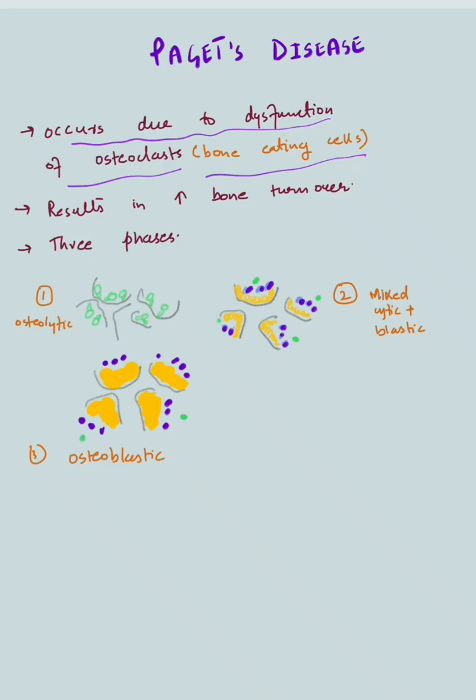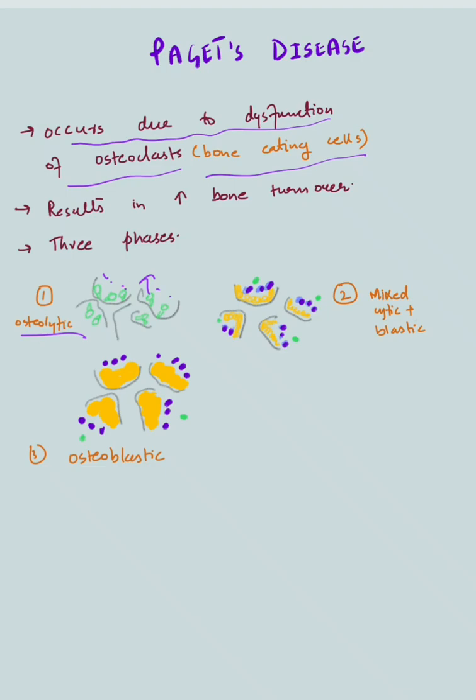But when they are dysfunctional, as in Paget's disease of the bone, this results in increased bone turnover, and this results in all of the problems that occur in Paget's disease of the bone. It occurs mainly in three phases. First is the osteolytic phase. In the osteolytic phase, the osteoclasts are activated, and it results in increased activity of the osteoclasts, and they start eating the bones. And these are the cavities that are formed in the bones. These green cells here are the osteoclasts, and they're eating the bone and resulting in cavities. So this was the osteolytic phase.